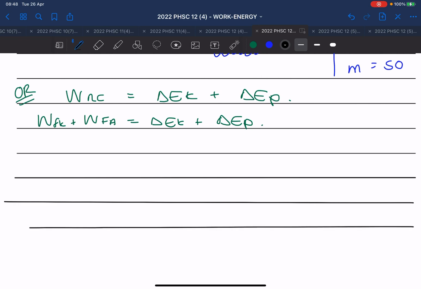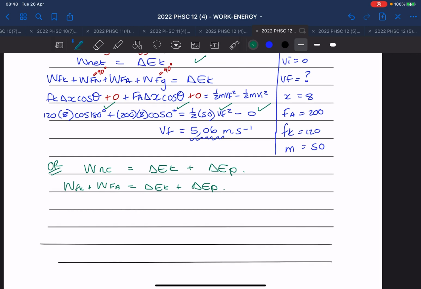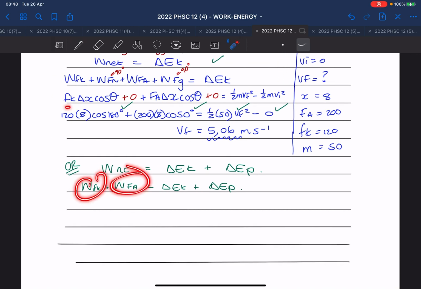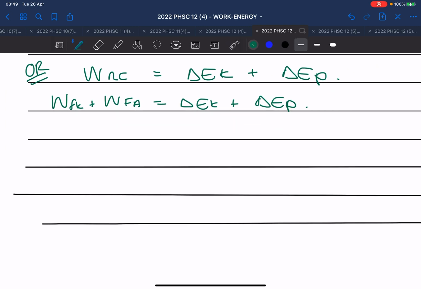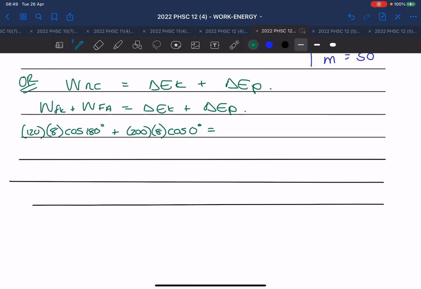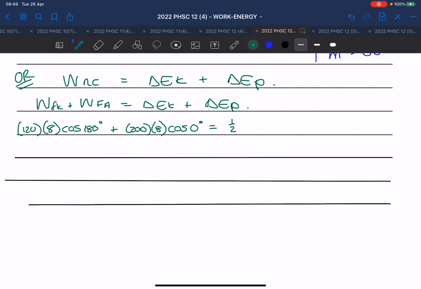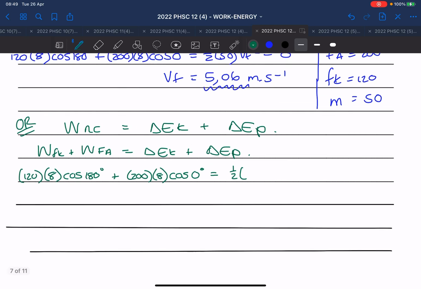Okay, now I am going to be a bit lazy because we already did all the work here at the top. So I'm just going to write down this in the place of that. I'm not going to write down this whole formula because we already did it. So I'm going to write down here, the FK is 120 times A times the cos of 180 plus 200. So what is the mass? 50.